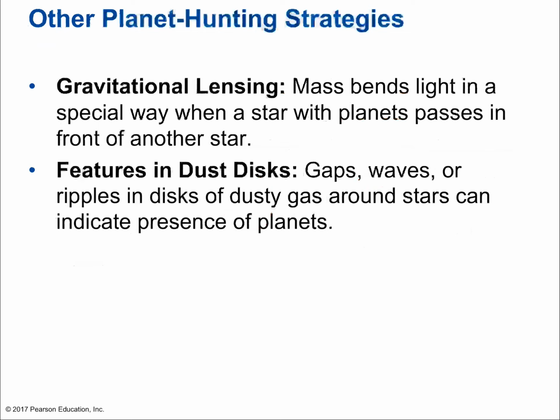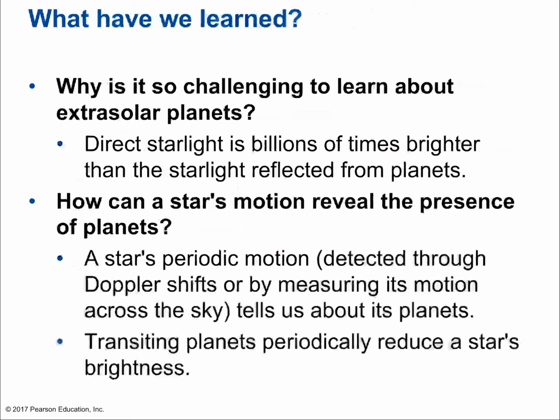We can also look at features in dust disks, gaps, waves, and ripples that suggest that in these early solar systems, we can actually see evidence of the planets pushing around the thick molecular cloud that's left from the star formation. All right? So hopefully we've made it clear that it's very challenging to learn about extrasolar planets because they're so dim compared to the bright stars, and that we can use two primary techniques, the Doppler shift and the transiting planet method, to determine if extrasolar planets are out there and what they may be like.